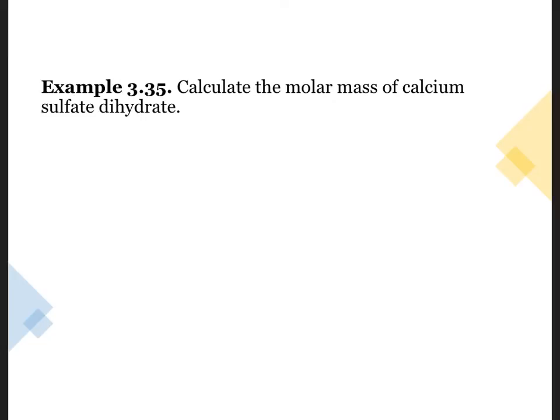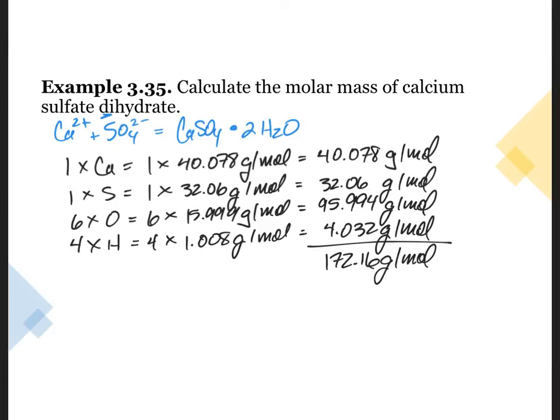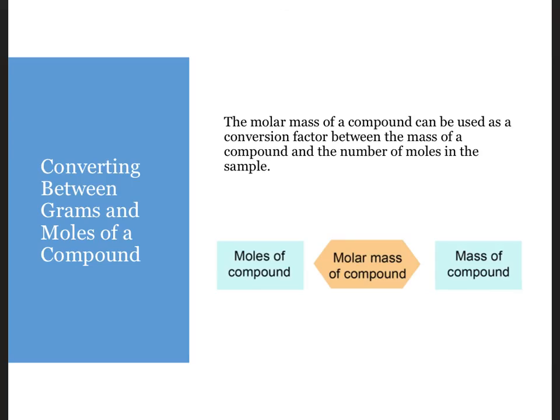What is the molar mass of calcium sulfate dihydrate? First, determine the formula of calcium sulfate dihydrate. Ca2+ and SO4 form a neutral compound in a 1:1 ratio. The prefix tells us there are 2 water molecules in the formula. From there, we look up the molar mass of each of the elements and sum the totals.